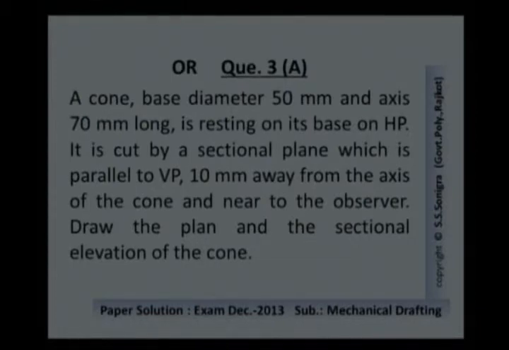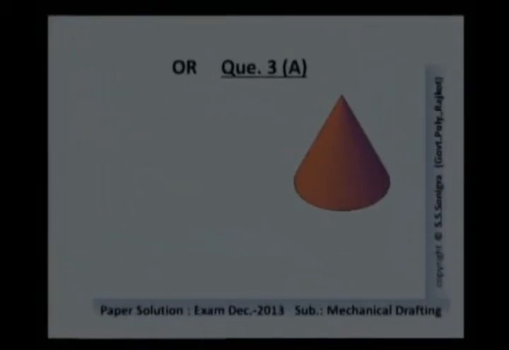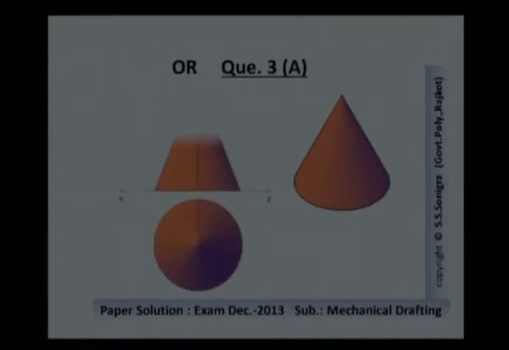Here the cone is given. This is the cone which is given in the data, and its top view and front view would be drawn like this. Draw the XY line that represents the intersection of HP and VP. This is the top view, that is a circle, and this is the front view. So this is the given data, top view and front view of the cone. Top view is a circle, front view is a triangle. The dimensions are known to us.